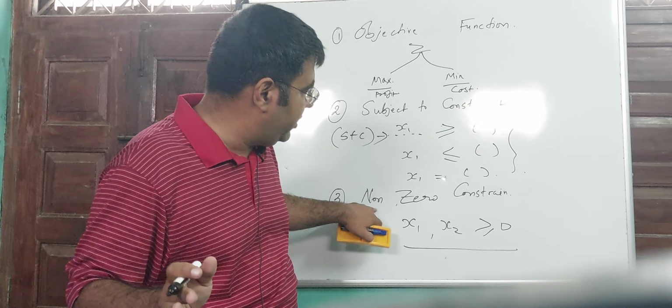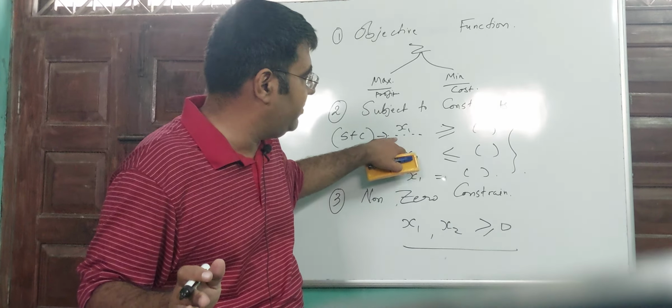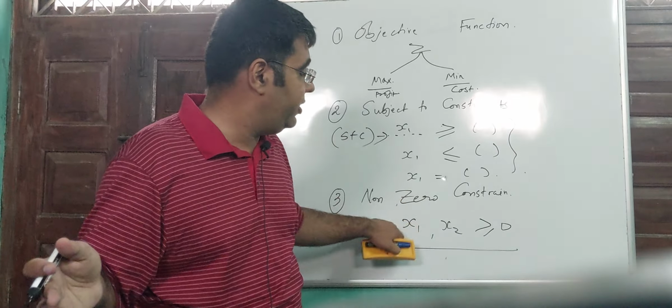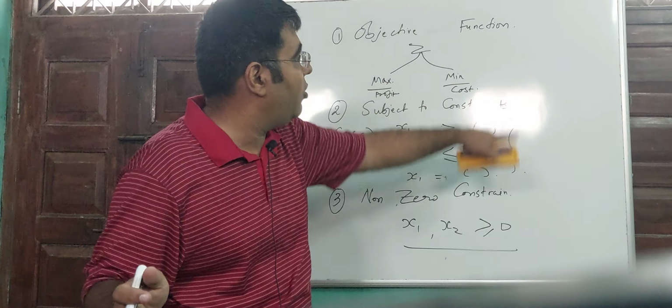Moving towards more important, non-zero constraint. Always remember this variable x1, x2, whatever we take, it should be greater than 0. So this is the body of your LPP.